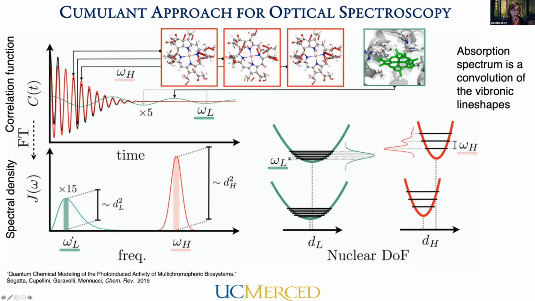In the low frequency region, we have that environmental response. And then in the high frequency region, we've got the CC stretches and whatnot that couple strongly to your optical excitation. And what you really have is a convolution of these different degrees of freedom in your resulting spectra. Okay.